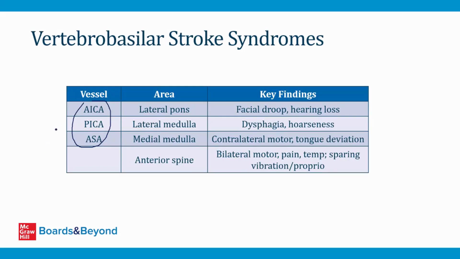So on this slide, I've summarized the key points about what regions of the central nervous system are ischemic when you have a stroke involving these vessels and some of the key findings that we talked about in the last slide. And after you're done with this video, go and do the associated questions. We've got practice questions where all the stroke syndromes related to these vessels are described so that you can learn how to recognize them in a question stem.